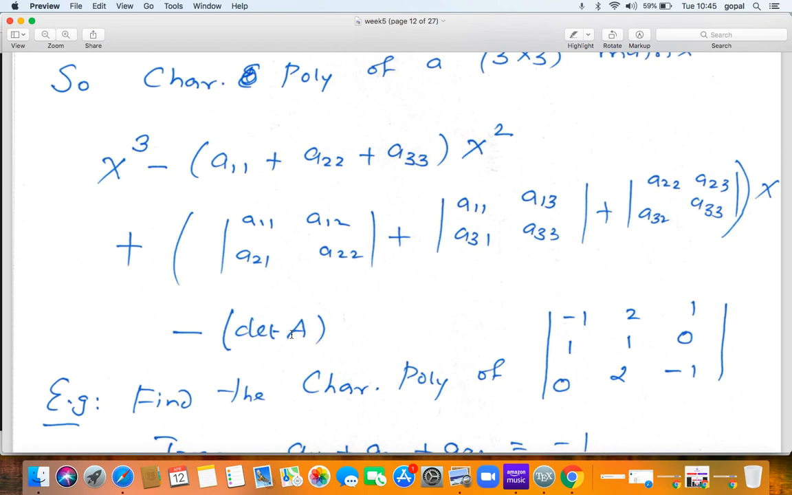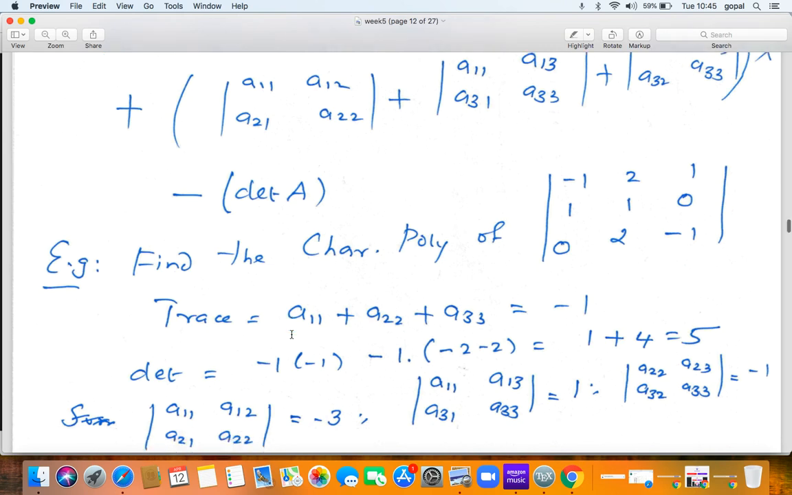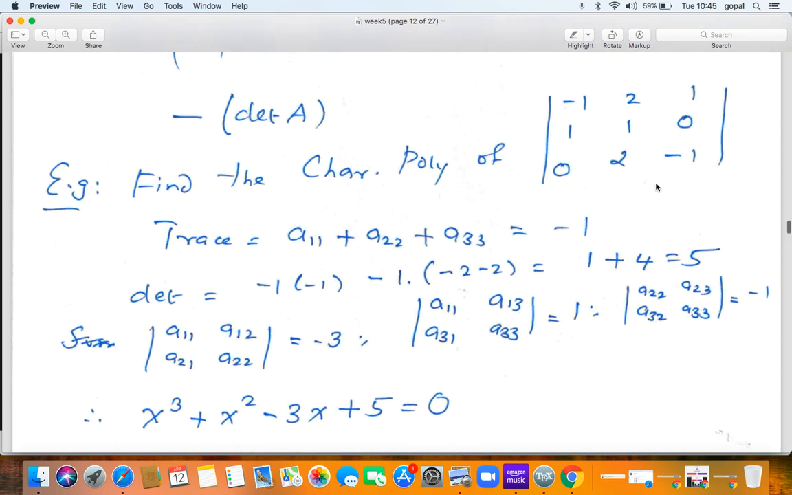So let us use this to compute the characteristic polynomial of this matrix: minus 1, 2, 1, 1, 1, 0, 0, 2, minus 1. Okay, what is the trace?